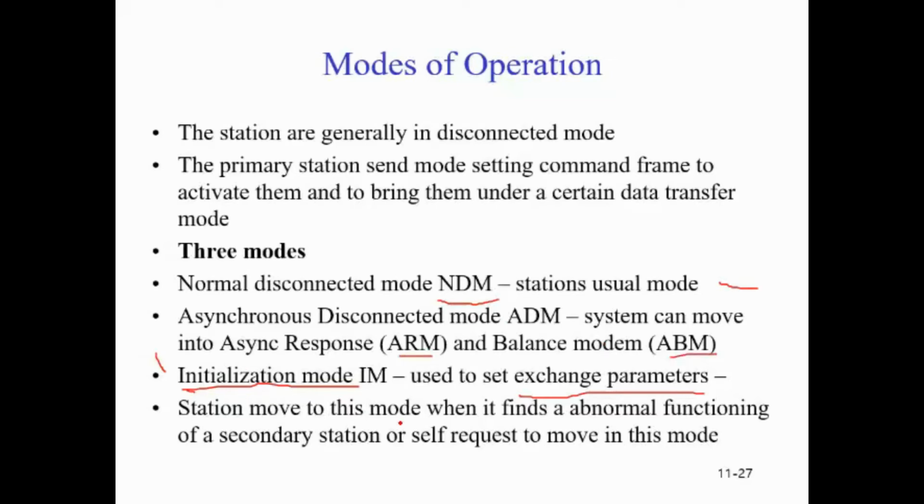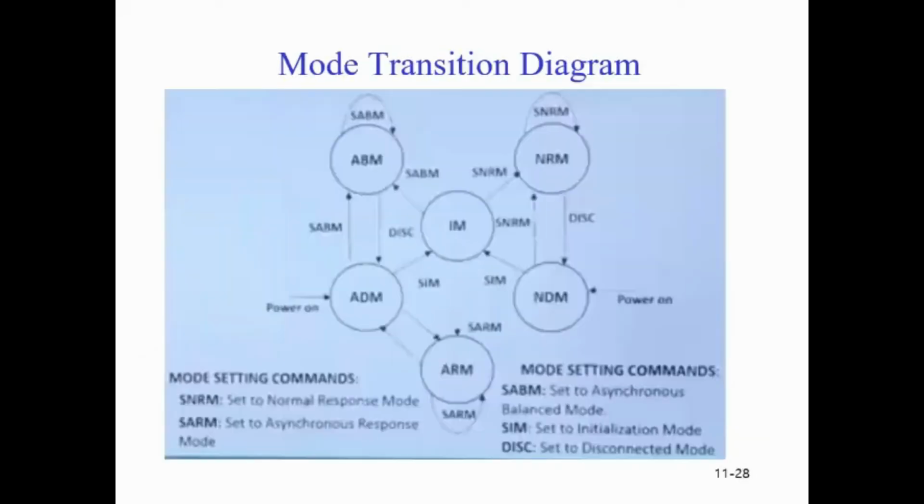A station moves into this mode when it finds abnormal functioning of a secondary station, or itself requests to move into this type of mode when it needs to move into any of the modes. Later, let's talk about the transition modes. We can understand these modes better using a mode transition diagram. Asynchronous disconnected mode is the normal mode which a system, when turned on, will find itself in at the start, and similarly other modes can be reached from here onwards.